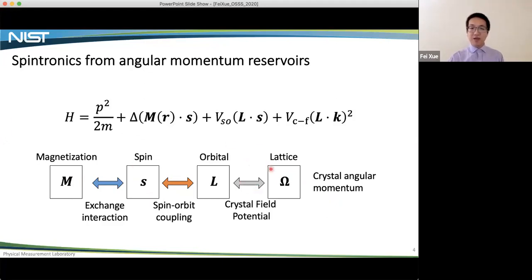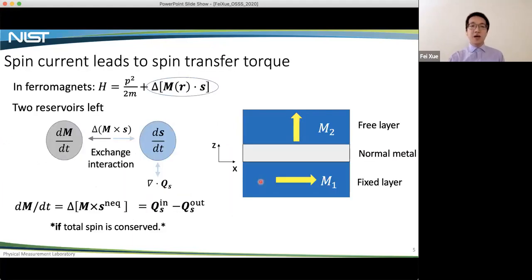So this is a little bit too complicated, at least for me. So let's simplify things a little bit. If we consider the ferromagnets, where the exchange coupling is the dominant interaction, and we can ignore the crystal field, we can ignore the spin-orbit coupling in the ferromagnets. So we only have kinetic energy and spin magnetization exchange coupling. In that case, the diagram simplifies a lot. We only have two reservoirs left. So we have this exchange interaction between the magnetization and the spin, that's all.